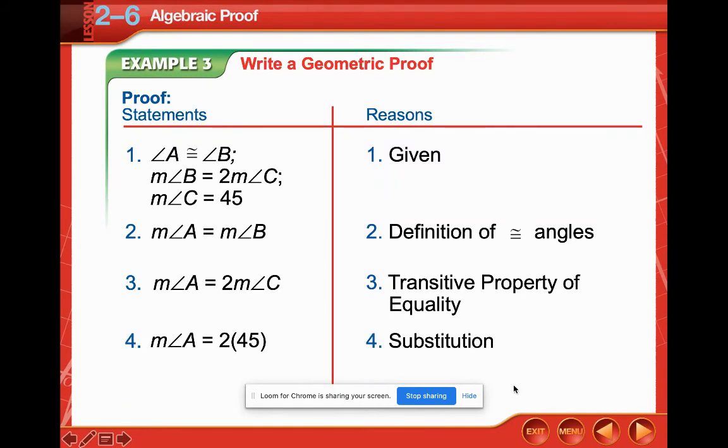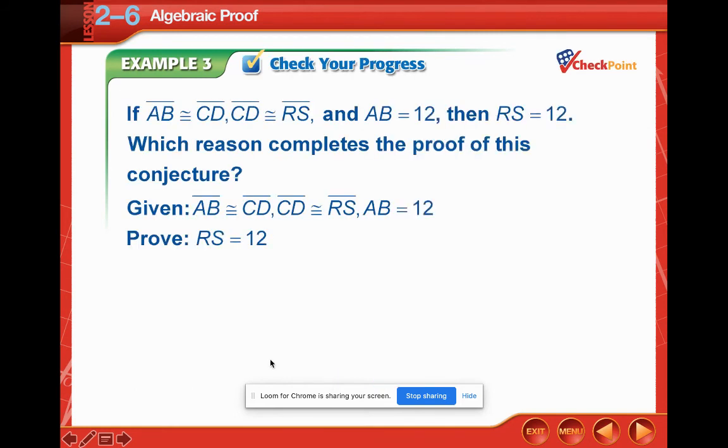Then substitution. We know angle C equals 45, so we just sub it in there. 2 times the measure of angle C, which is 45, same thing as 2 times 45. The measure of angle A equals 2 times 45. Substitution, because we know 2 times 45 equals 90, we can just sub in 90 there. The measure of angle A equals 90. Booyah. All right, all right, all right.